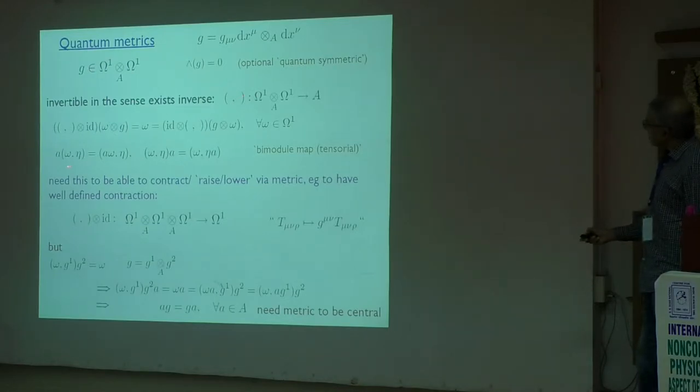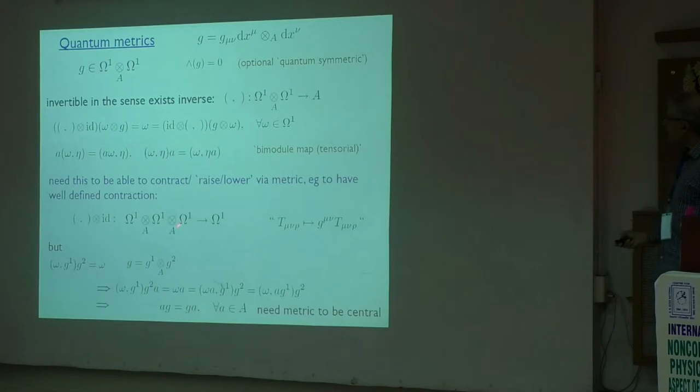But we should also have that this map is a bimodule map. So you should be able to take a in from the left and a in from the right. And it's defined over the tensor product over A, which means you can take a in through the two. Okay, so you need to have these bimodule properties in order to be able to contract. So for example, if you want to contract a 3-tensor to a 1-tensor, you apply the round bracket, let's say, in the middle position here. Because a could be multiplied here or here, for this to make sense, you have to have this right bimodule property. Otherwise, this will not make sense.